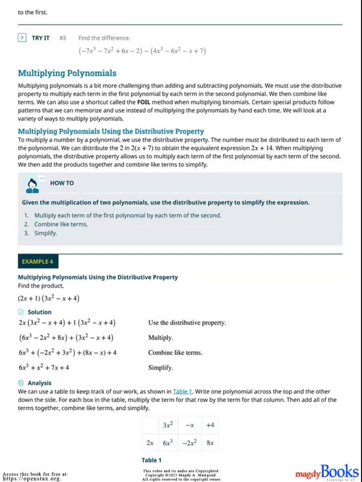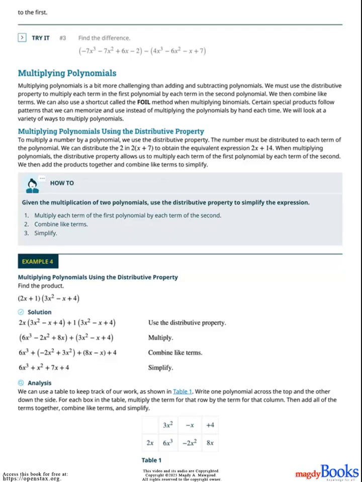How to? Given the multiplication of two polynomials, use the distributive property to simplify the expression. 1. Multiply each term of the first polynomial by each term of the second. 2. Combine like terms. 3. Simplify.